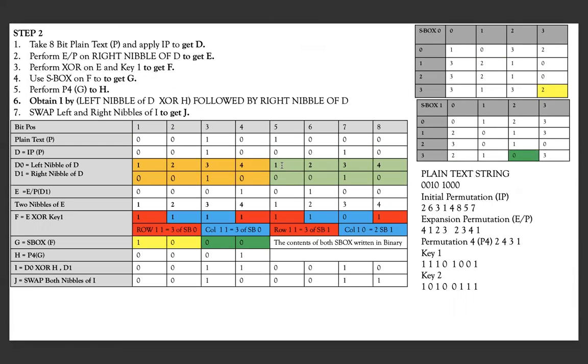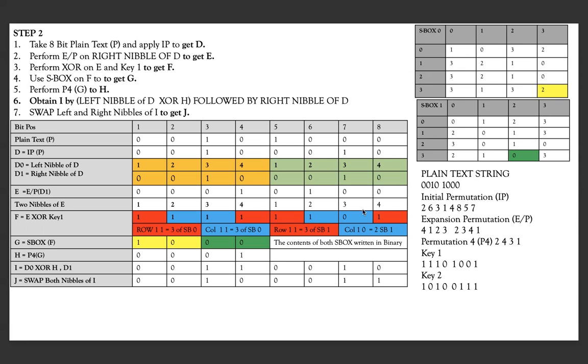Okay, now step number 2. We will be taking the 8-bit plain text, which is denoted by B, and apply IP. IP is what? Initial permutation, to get a variable with a sequence which will be called D. Okay, so again, since plain text is only 8 bits, I'm using bit position 1 to 8. This is my plain text. As we mentioned at the start of this problem, it's the same plain text, 0, 0, 1, 0, 1, 0, 0, 0, 0, 1, 0, 1, 0, 0, exact same thing.